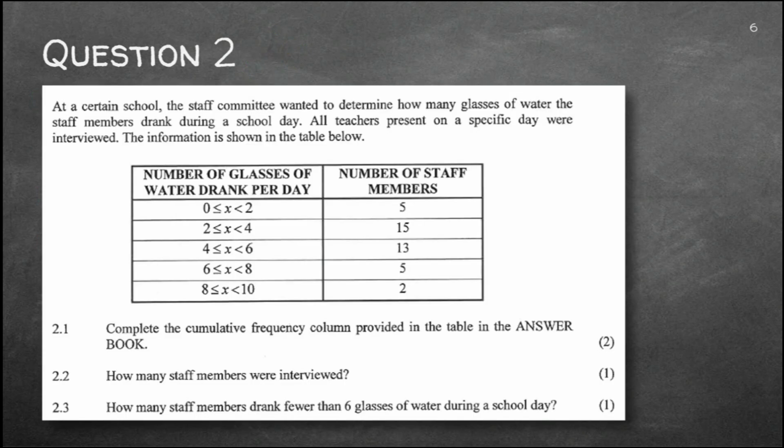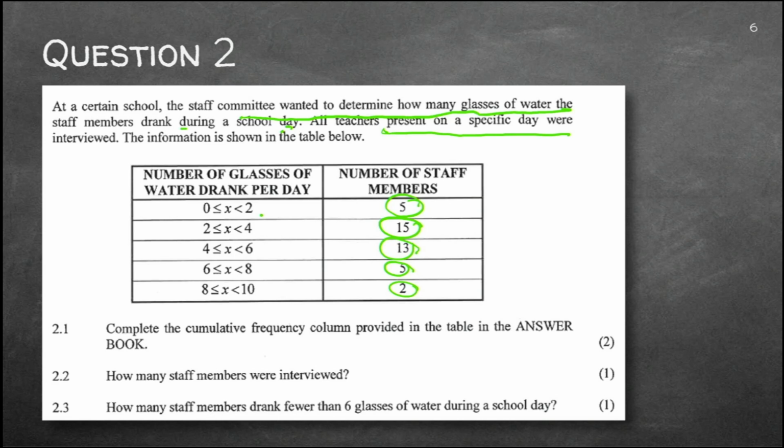Let's go on. Question 2. At a certain school, the staff committee wanted to determine how many glasses of water the staff members drank during a school day. All teachers present on a specific day were interviewed. The information is shown below. So from 0 to 2, 5 staff members, 2 to 4, 15, 13, 5, 2, and it continues on. Complete the cumulative frequency column provided in the table.